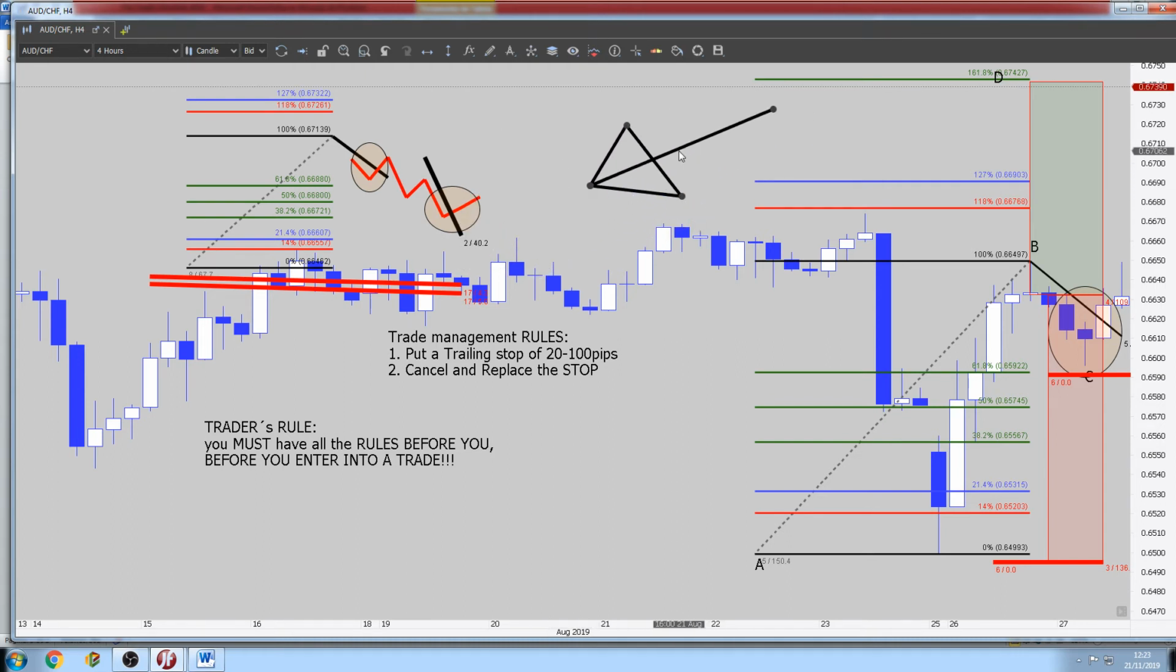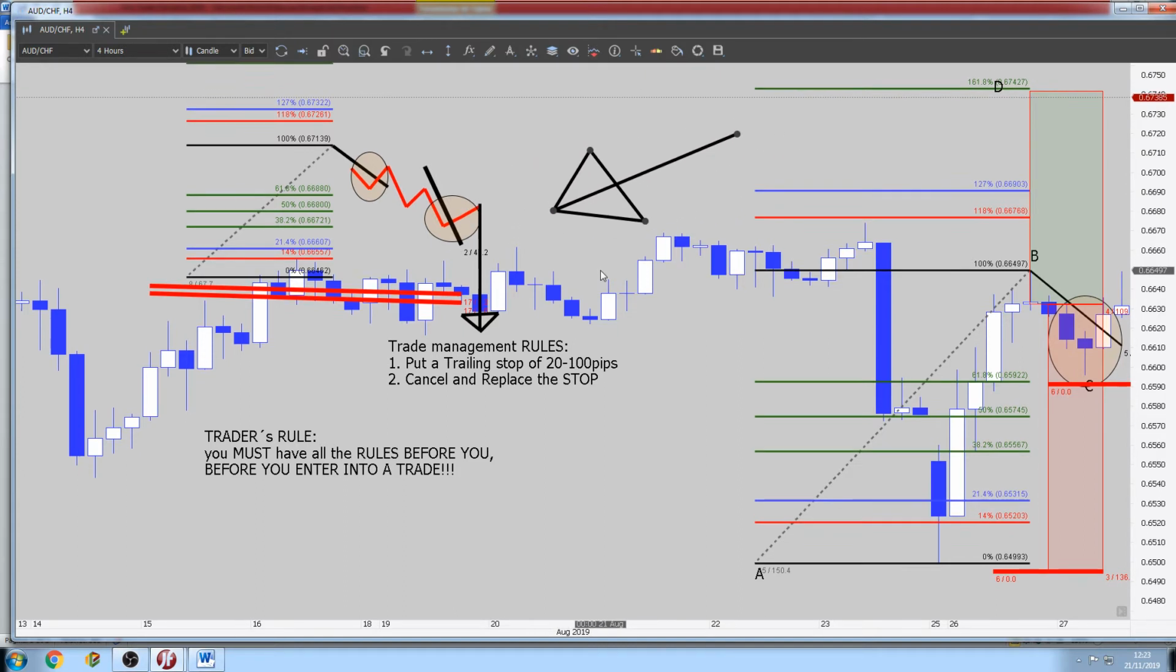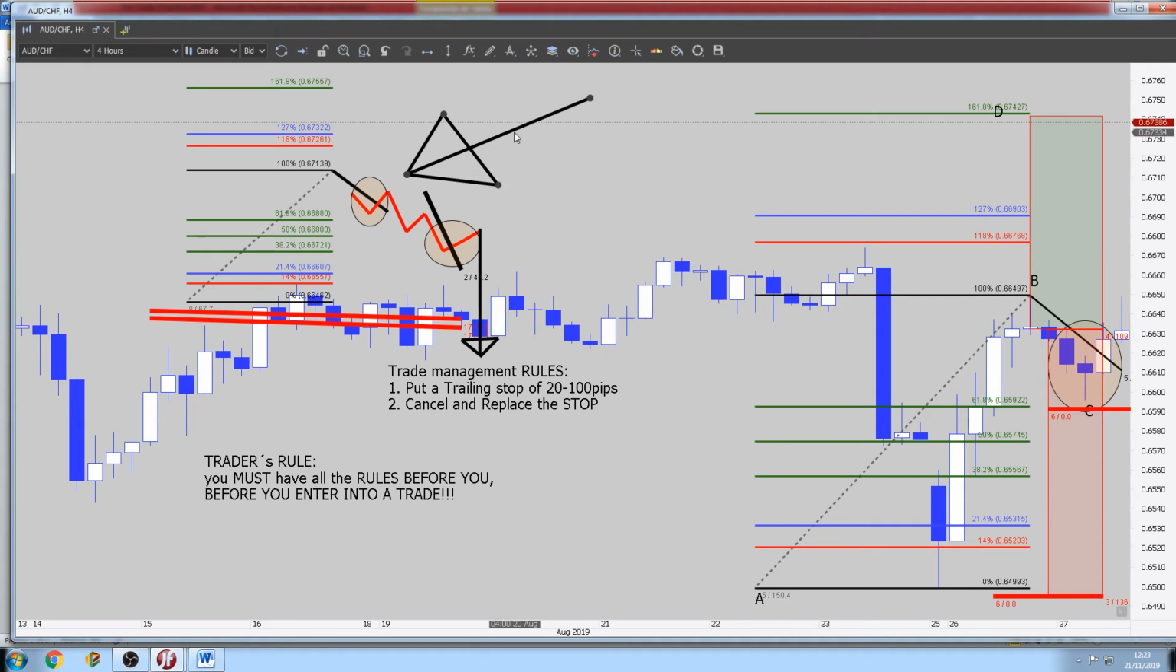And some of you are already screaming, man, what if the market stops you out? Well, it doesn't matter. But this is a strategy. And some of you are saying, oh, but this is risky. Well, there is no right or wrong. I know some traders that are trading like this.